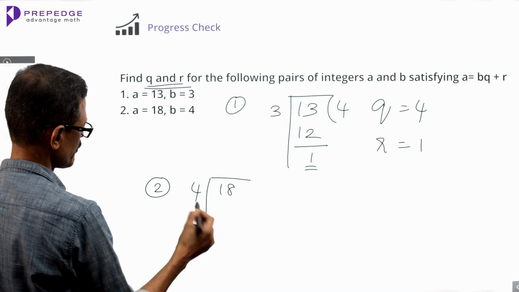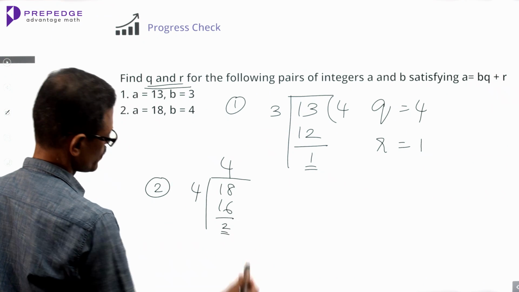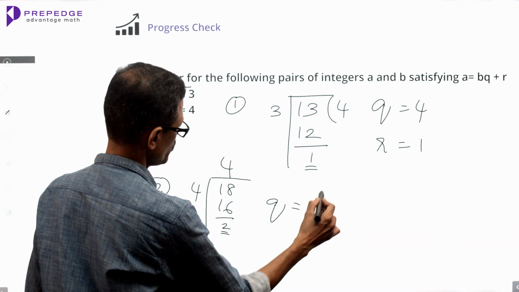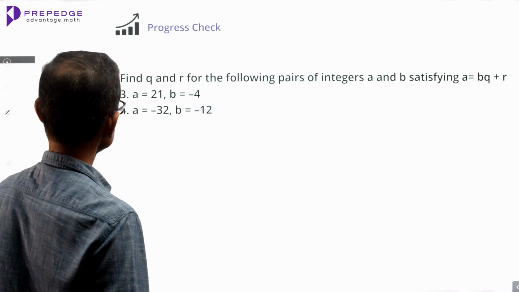18 divided by 4. So 4 is going to be the quotient. So 4 4s are 16. Remainder is equal to 2. So இந்த கேள்விக்கு second part இருக்கு. Q is equal to 4. R is equal to 2. Move on to the third one.